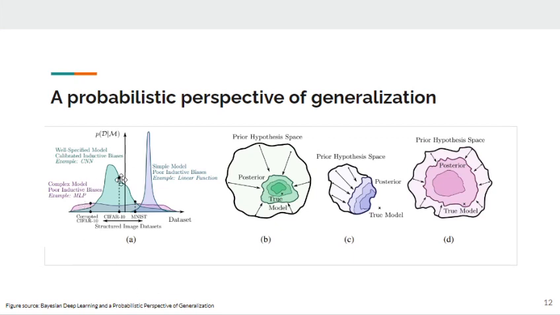Well, the green one is a well-specified model with calibrated inductive biases, and the example for it would be a CNN. The purple one is a simple model with poor inductive bias. An example could be a linear function. And the pink one could be a complex model with poor inductive biases. An example could be MLP.